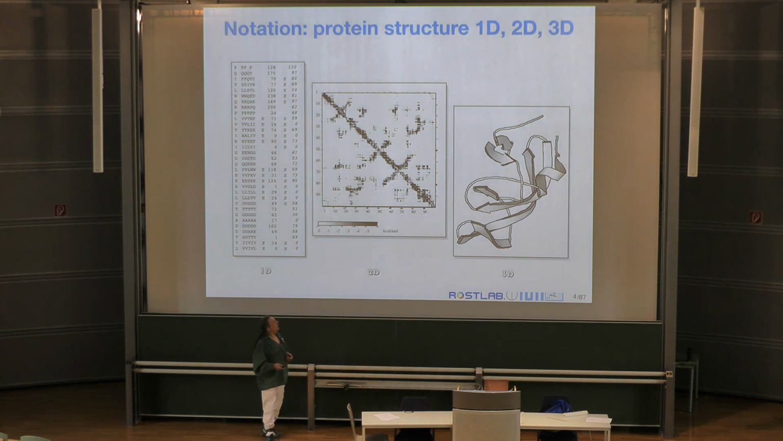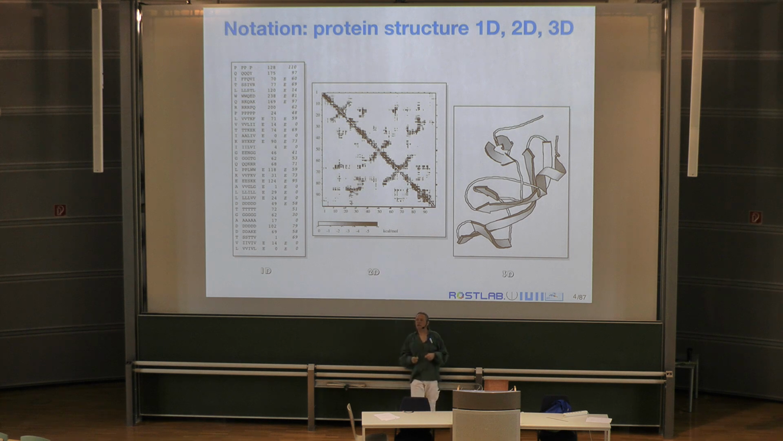It's three-dimensional. What I show in this image is that on top of it you put the cartoon, and on top of it you put some labels. The arrows here are the beta strands, and these round things here are the alpha helices. But essentially this is 3D.